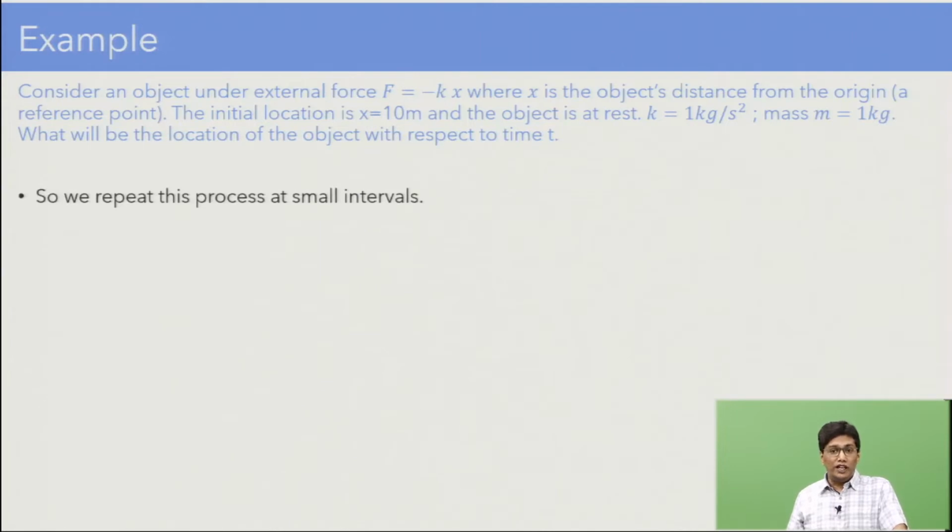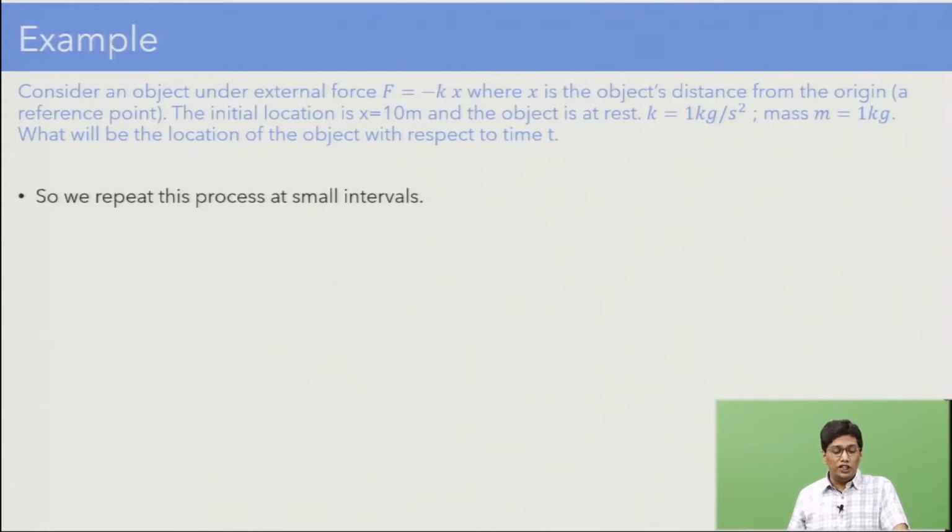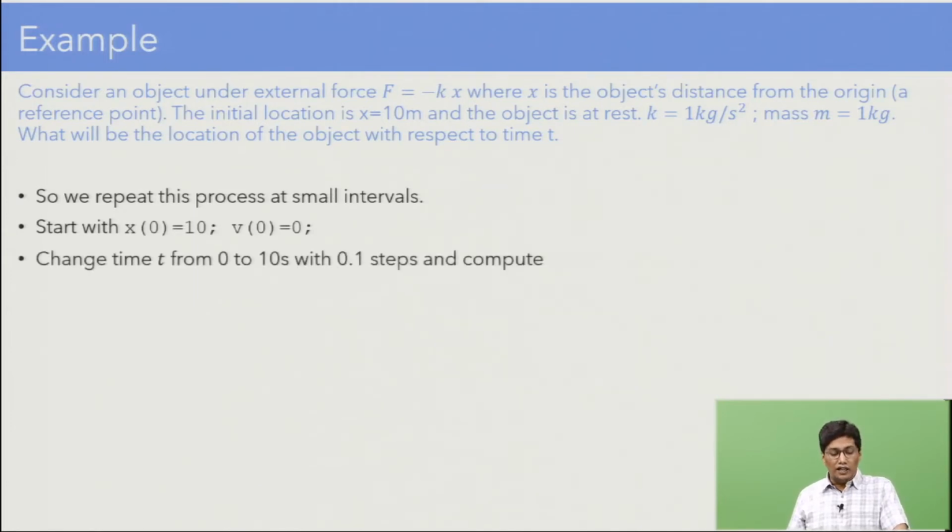So, now what we can do is, we know how to do this operation in one time interval. So, if I want to simulate the system, if I want to look at the behavior of the system from time 0 to t, what we can do is divide that overall time duration into small intervals, each of size delta t, and then we can just repeat the process. So, we start with the initial location, which is at time 0 the x is 10 and the velocity is 0, and we change time t from 0 to 10 seconds with some small steps.